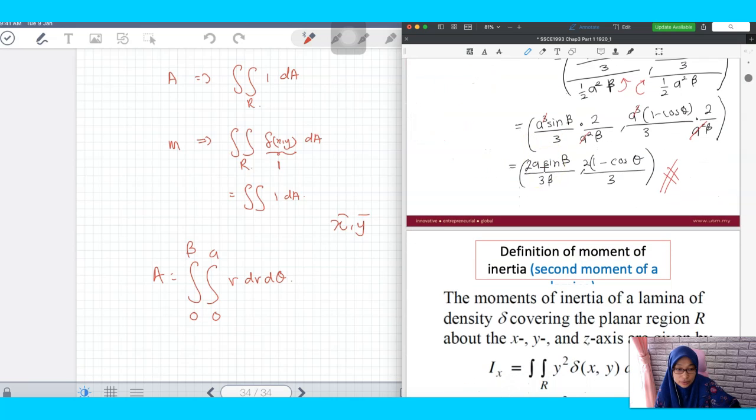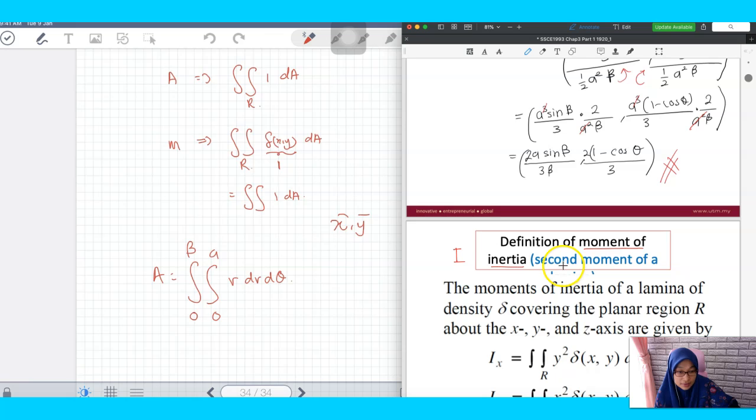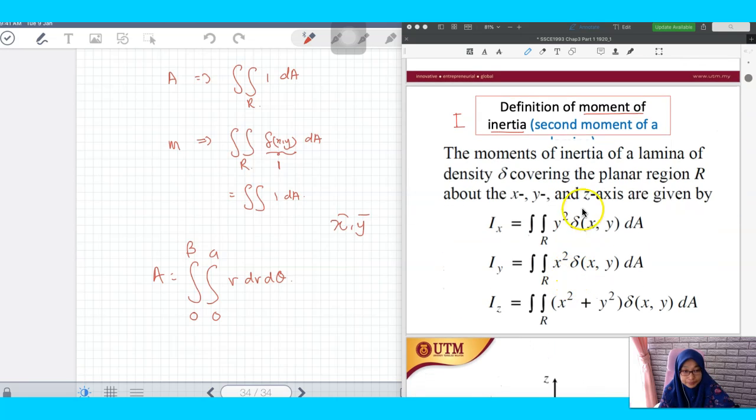So now we want to look at the moment of inertia. Moment of inertia is denoted by I. Sometimes it's also known as the second moment of a lamina. So, another name for the moment of inertia is the second moment of the lamina. Now we are talking about the lamina, so we still use the density function.